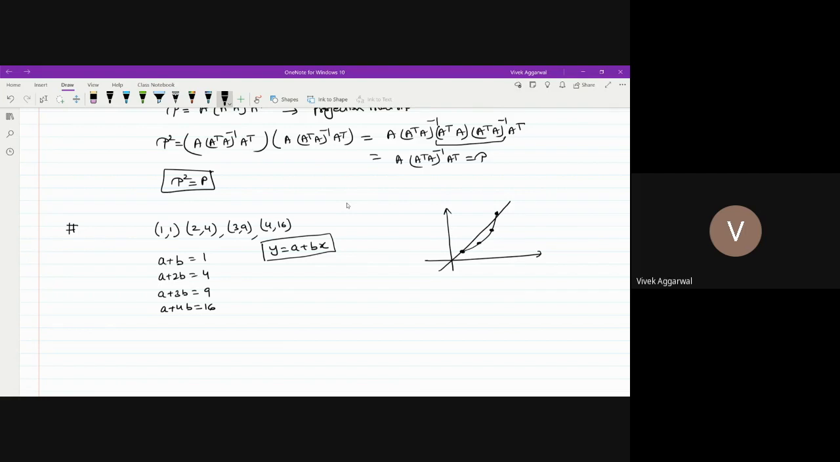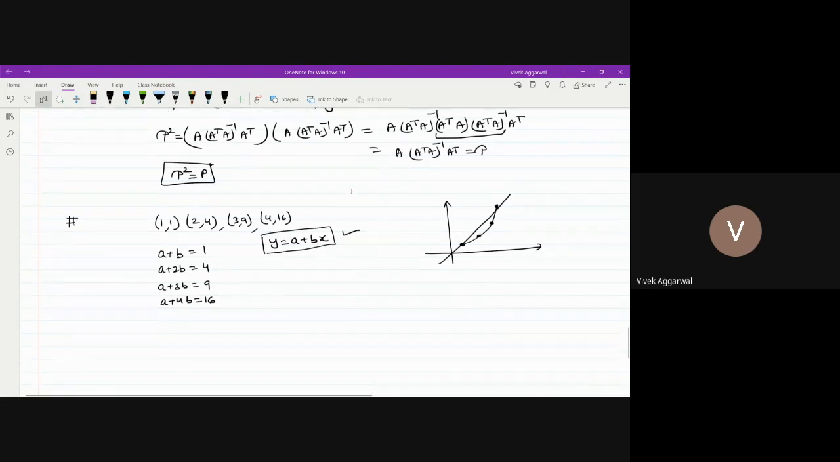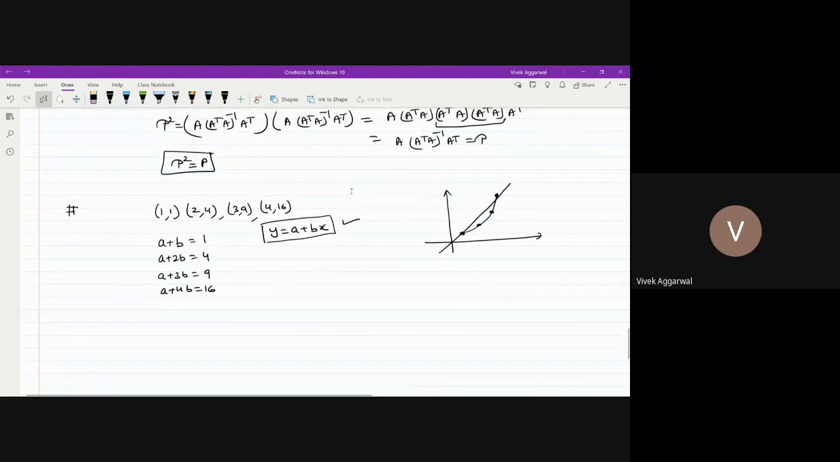This type of thing is used in experiments in statistics also, because we can say that we are doing some experiment. I'm taking the reading again and again, and every time I'm getting a different value of y. We are doing the experiment again and again, and the y side is always changing. So in that case, we want to find the solution of that experiment. There also we use the least square method.